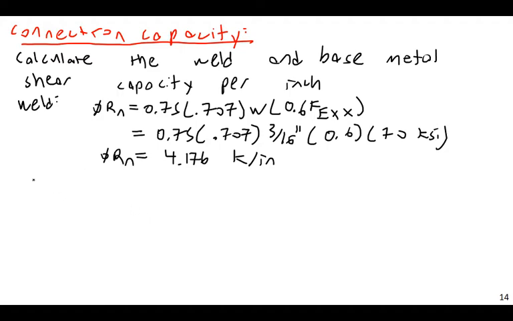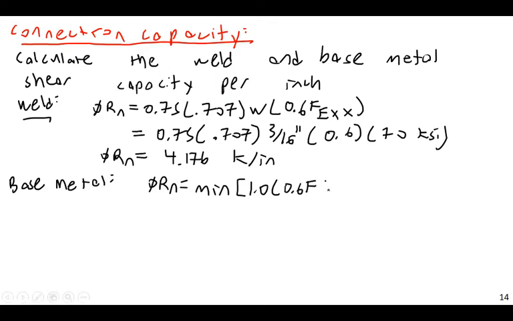So VRN then for the weld. Again, I'm doing this as a strength per inch kind of thing, and then the base metal. VRN is equal to the minimum of 1.0 times 0.6 Fy times T, the yield strength times the thickness of the plate; 0.75 times 0.6 ultimate strength, Fu times T.